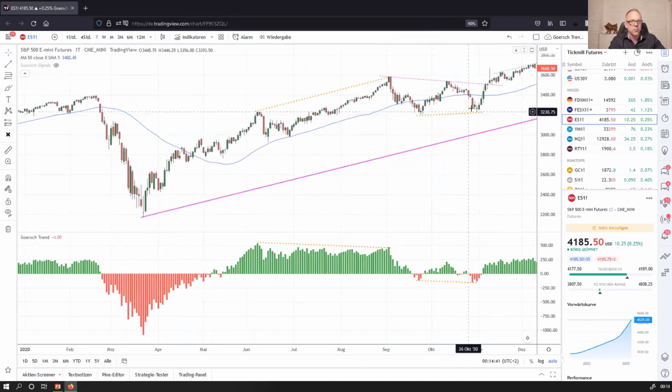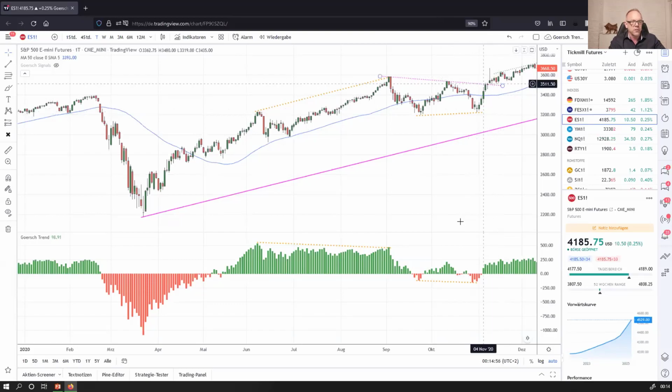And then we see we have a higher low. And here we have the next divergence. We have higher lows in the market. We have lower lows in the indicator. That's a bullish divergence, actually. And we see the market is moving up again, going above this trend line and moving up again. And very nice, we see it with the Gersh Trend.